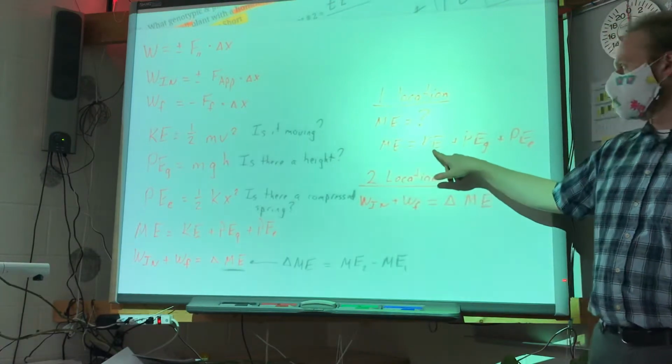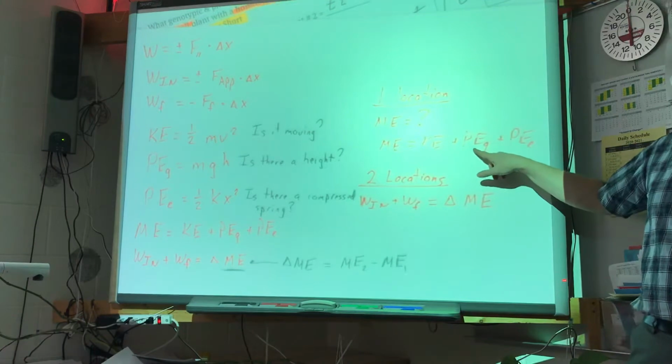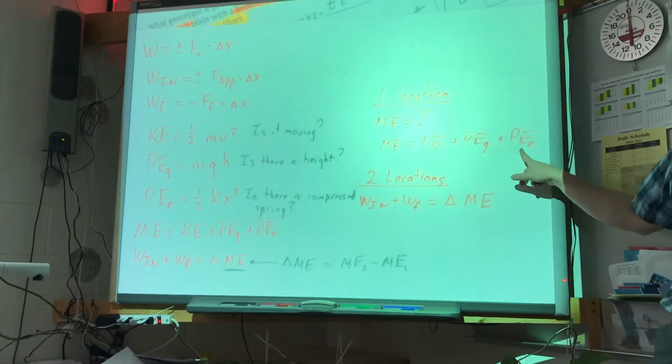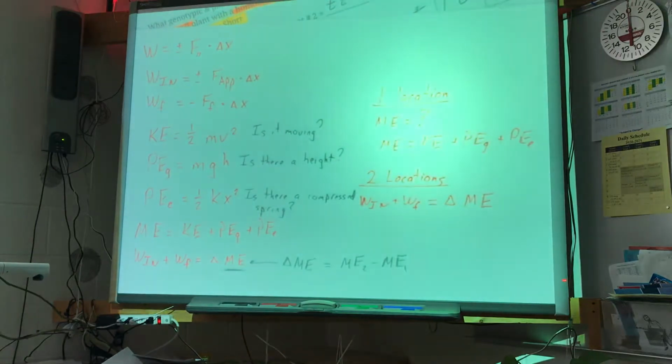So how much energy does it have because it's moving? How much energy does it have because there's a height? And how much energy does it have because there's a compressed spring? Sometimes those things are zero. It might not be moving. There might not be a compressed spring. It might not have a height.